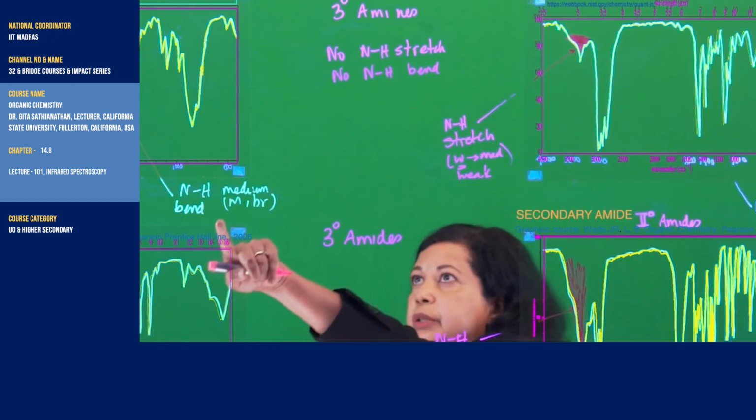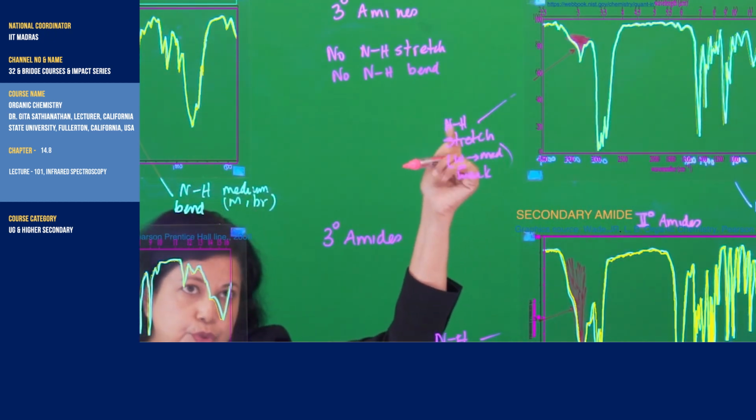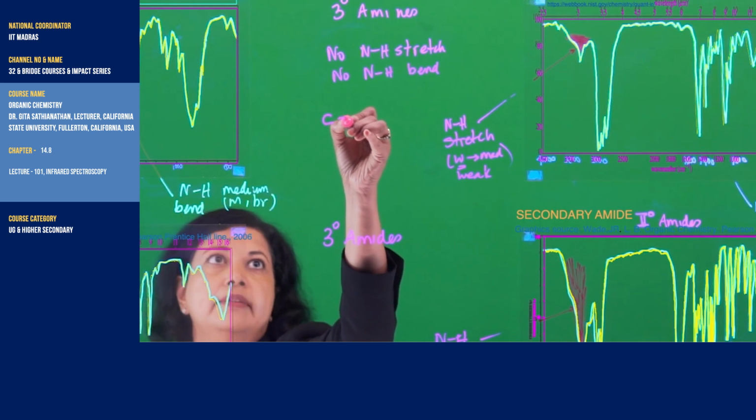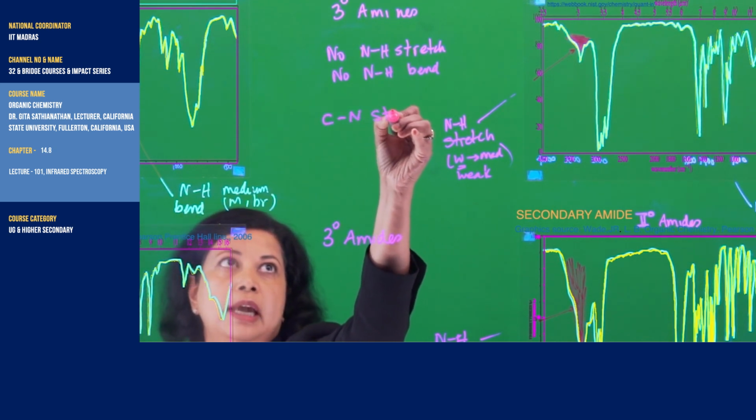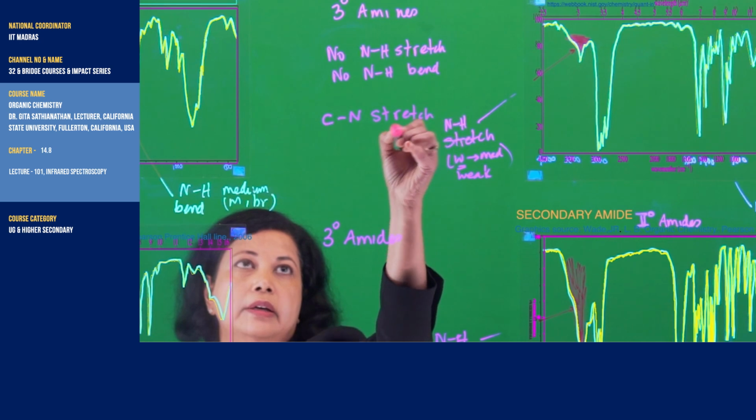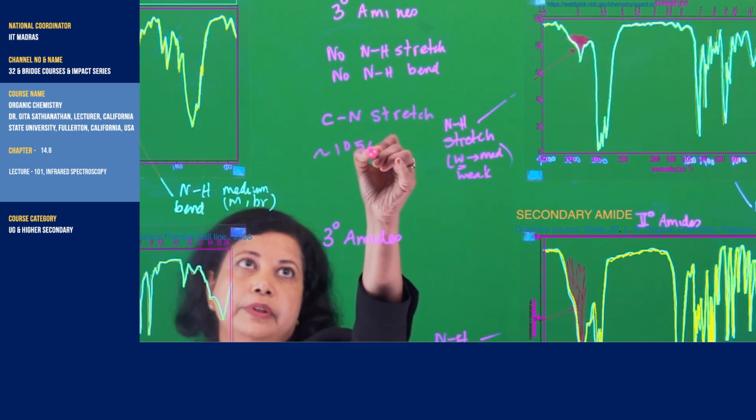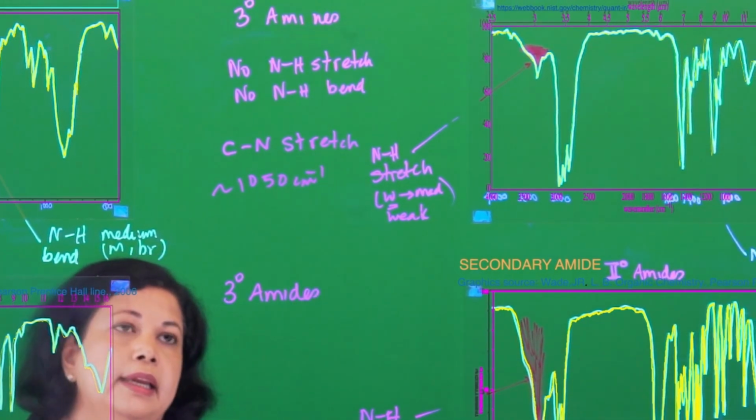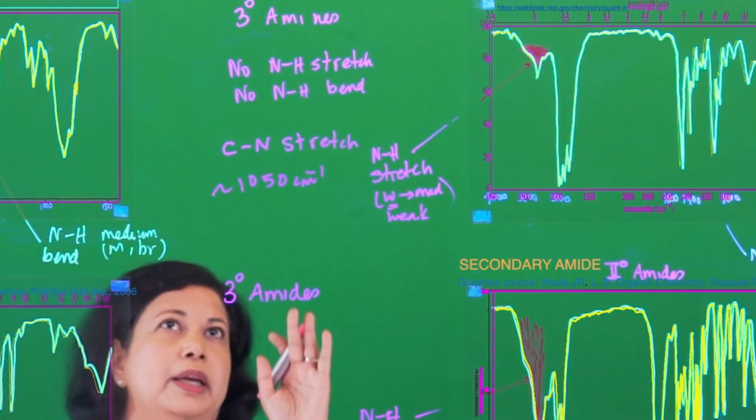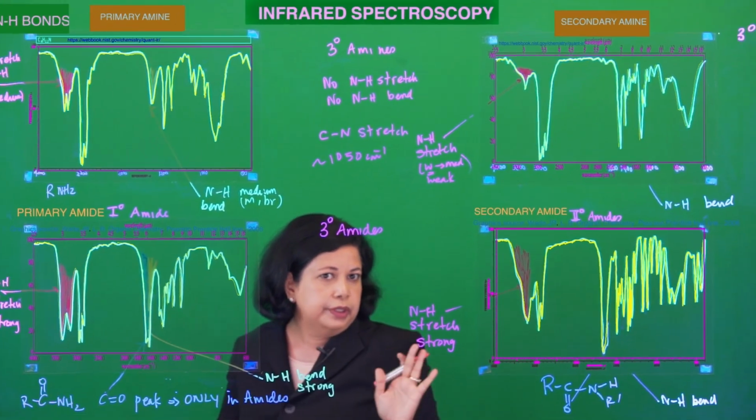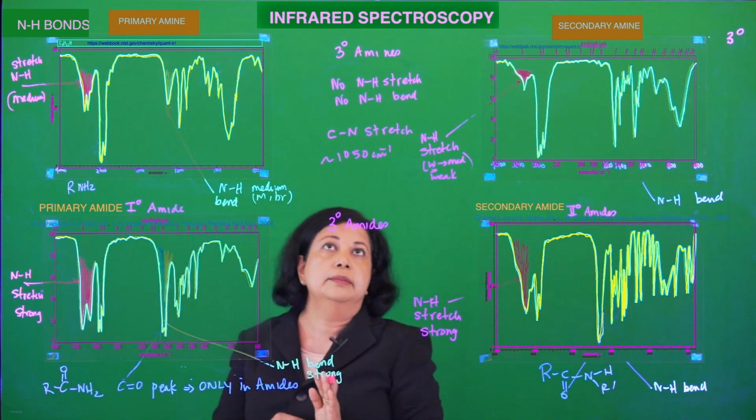You can do a CN stretch. So they would have a CN stretch, and that's going to be around 1050, so that's the only way. I mean, it's really not very useful for tertiary amines.